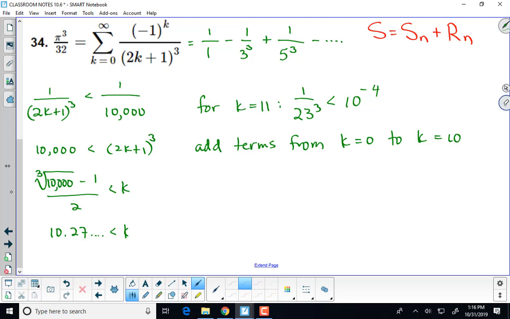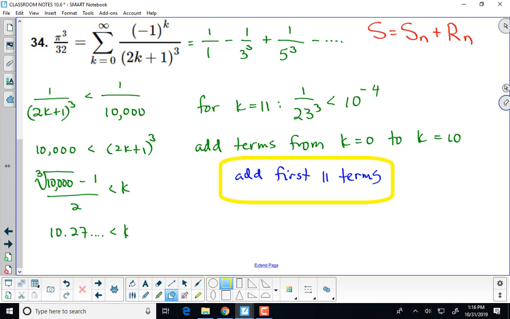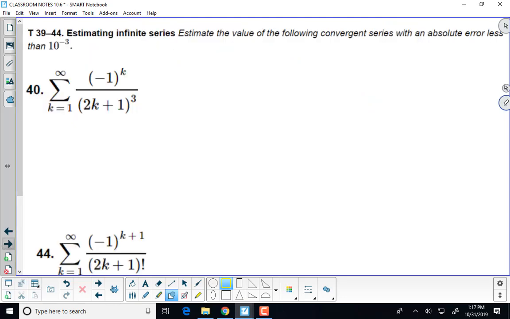All right, so we're going to add up the first 11 terms. So this is exactly what our calculator would do. Our calculator has a way to calculate how many terms it has to go to be within whatever the screen width is, number of decimal points. Okay.